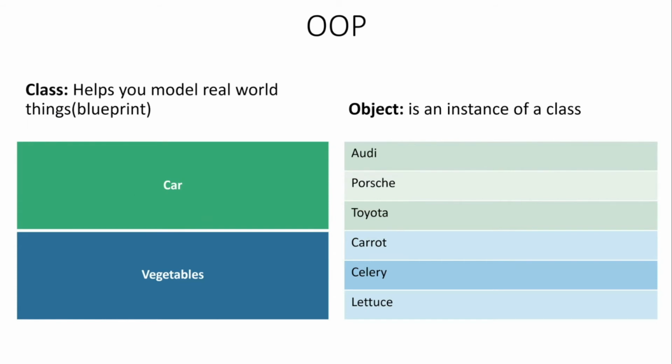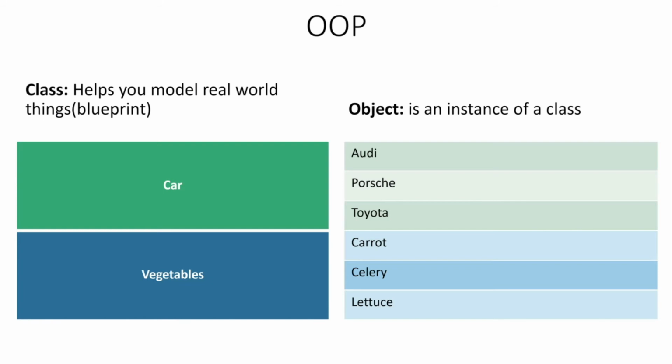This same thing you can do with vegetables. You have a vegetable, they have different vitamins, right? And all that stuff. And then carrots, celery, lettuce are just different kinds of vegetables.